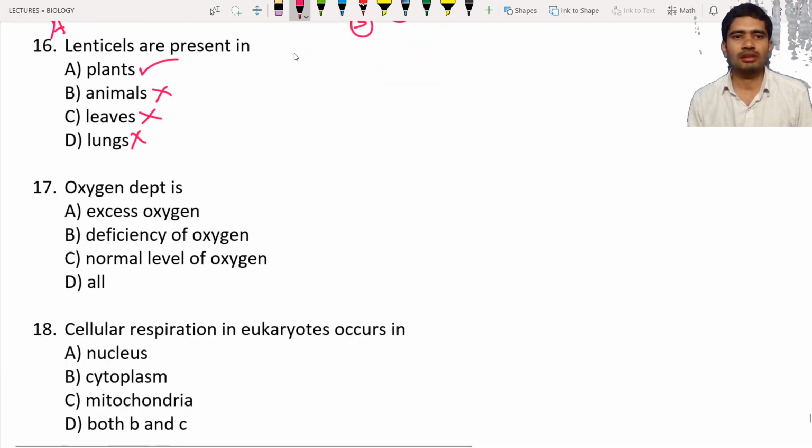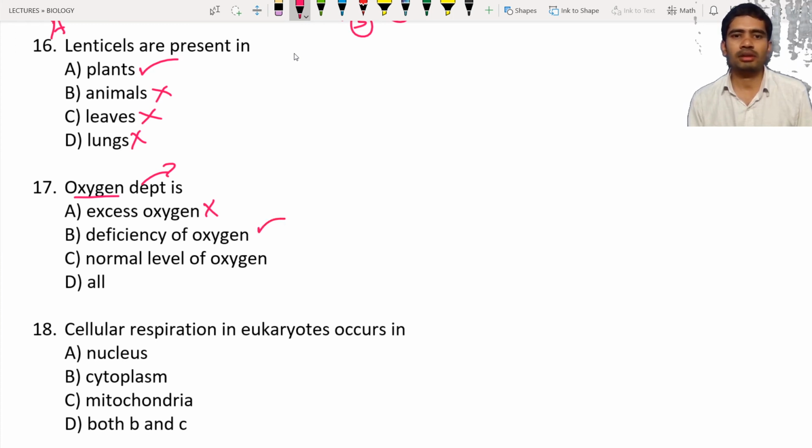Okay. So next is oxygen debt is. So what is meant by debt? If you take some amount of money from someone, that is known as debt. Okay. So during the heavy or strenuous exercise, there is a less amount of oxygen in the body. Hence, we can call it as an oxygen debt. Okay. In that case, if there is deficiency of oxygen, then you can call it as an oxygen debt. So in case of excess oxygen, you cannot call it as an oxygen debt. So this is not the correct answer. So deficiency of oxygen, yes, it is closer to the answer.